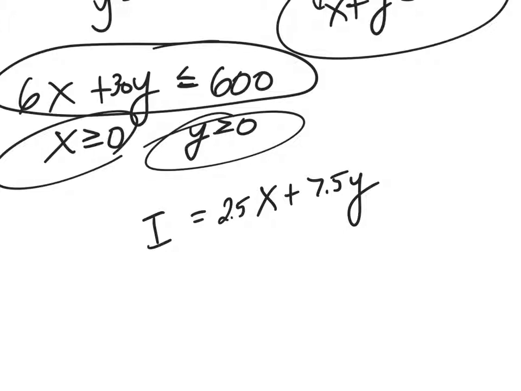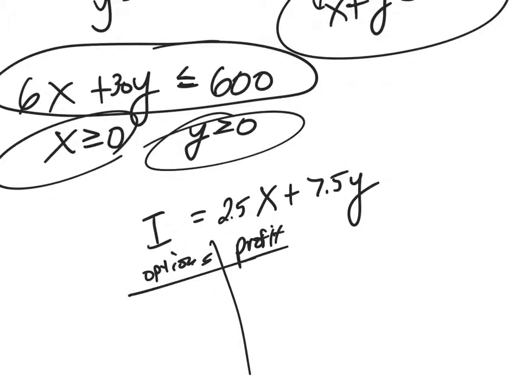All right, then you'd have to figure out your options and then how much profit they make, or in this case, income. I'd be fine with you changing that to profit. Something comma something will give you how much profit. All right, that's how you do it.